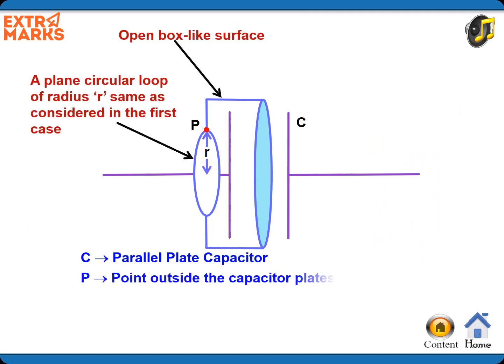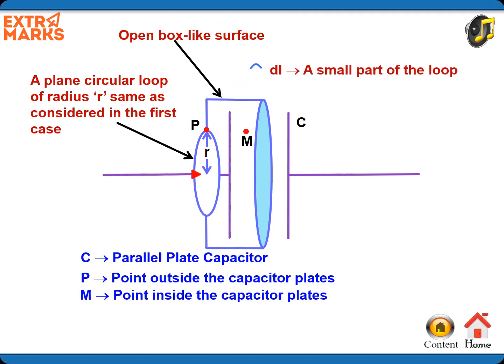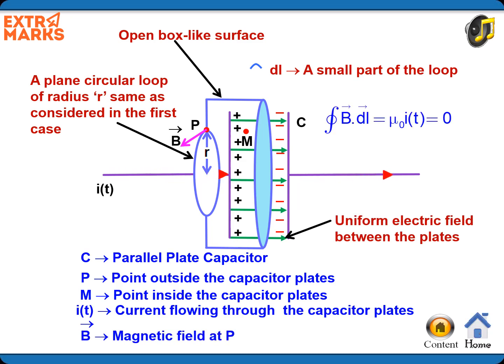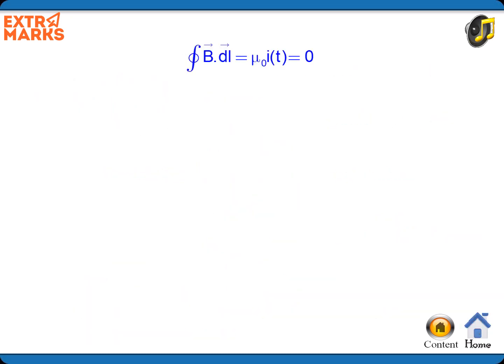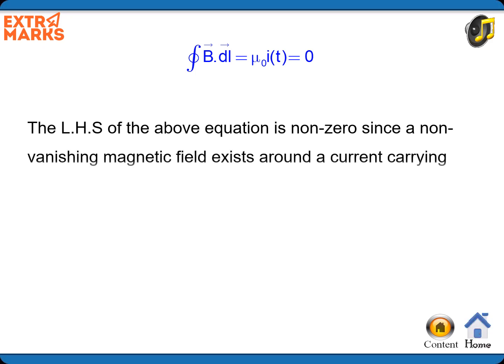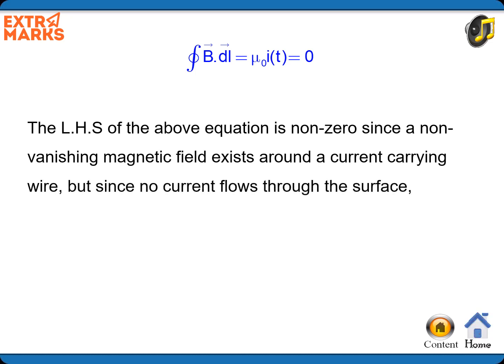Let's see the flow of current through the plates of the capacitor and its effect in this case. In this case, the left-hand side of the Ampere circuital equation is non-zero since a non-vanishing magnetic field exists around a current-carrying wire, but the right-hand side of this equation is 0 since no current flows through the surface.